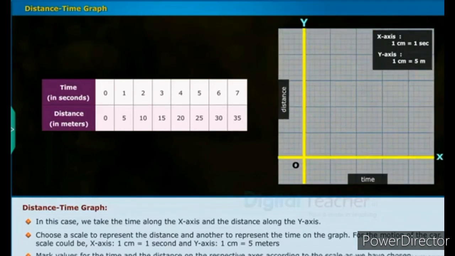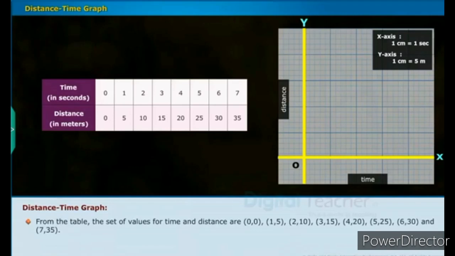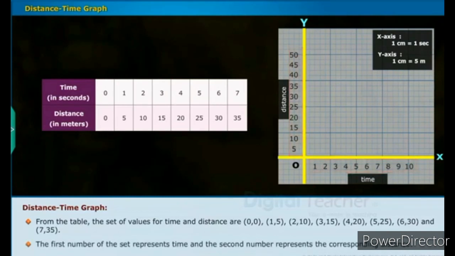Mark values for the time and the distance on the respective axis according to the scale as we have chosen. From the table, the set of values for time and distance are 0, 0; 1, 5; 2, 10; 3, 15; 4, 20; 5, 25; 6, 30; and 7, 35. The first number of the set represents time and the second number represents the corresponding distance. To mark for the set of values 0, 0, look at O on the x-axis and O on the y-axis. This point is the origin.